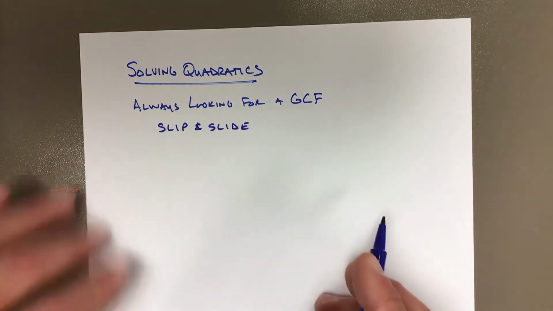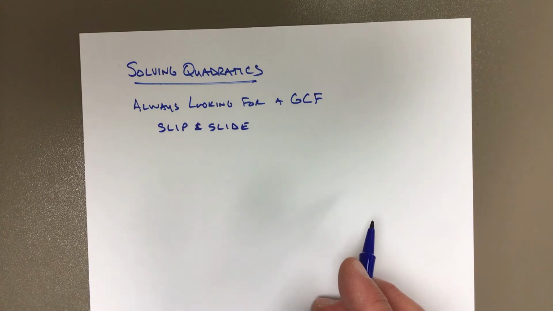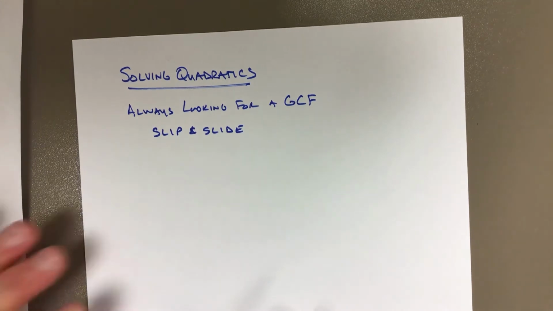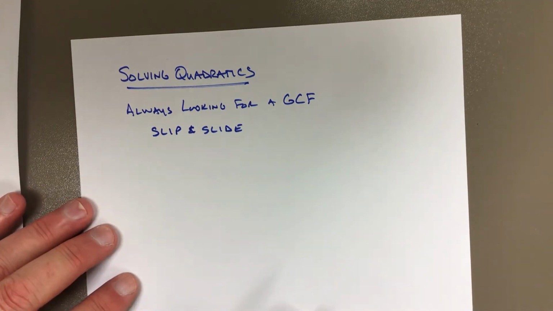So when there's a number attached to the x squared term, the coefficient, that we can't get rid of via GCF, then we have to do this slip and slide. So I wanted to make a little quick video showing you that, and then you can have a little bit of knowledge on how to do that.